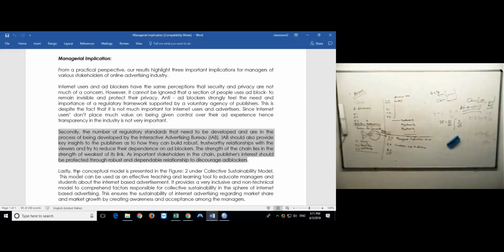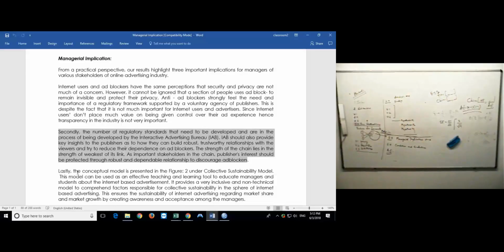Any query on any aspect? I have given you complete clarity about the examination, about your assignment. I am telling you, you are required to write the introduction. After the literature review, you are required to write down your model. We don't have data analysis and findings. It will be your implication.